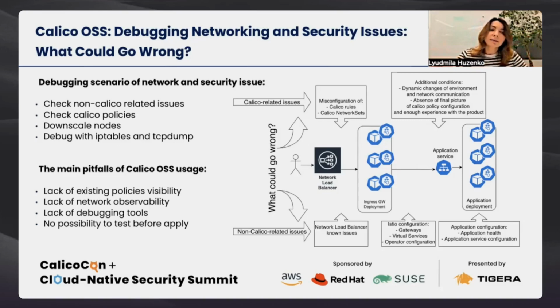The second was the lack of network observability. This means that you don't know the actual state of your network traffic. Is it blocked? What part of it is blocked? Is this issue really related to the Calico policies, or maybe something else is not working? Also, the limitation was the lack of debugging tools, because personally I don't like to work a lot with iptables and tcpdump, and considering the scenario above, it's a tricky thing.